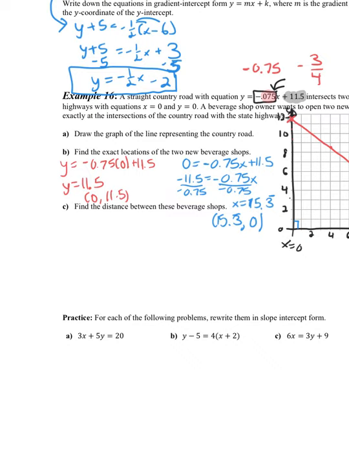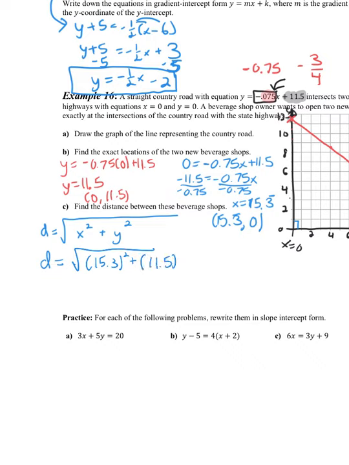All right. But the distance formula is going to be the square root of the x values squared, I'm sorry, plus the y value squared. So in this case, it's going to be the square root of 15.3 squared plus 11.5 squared.